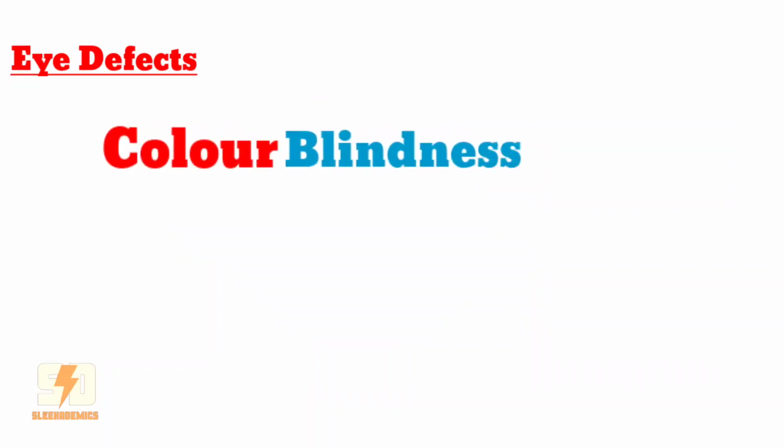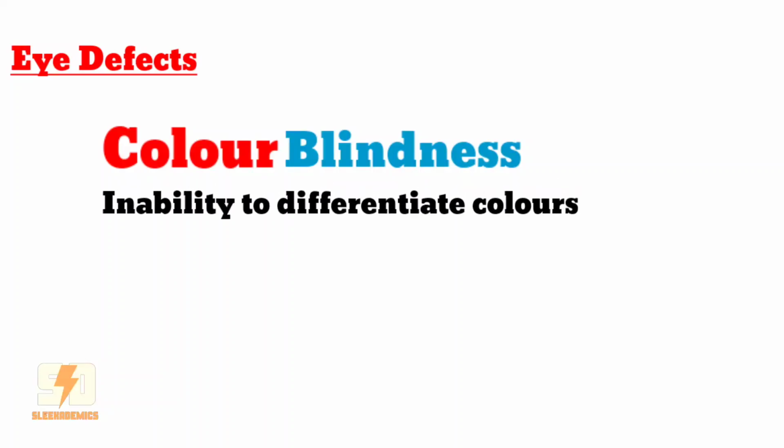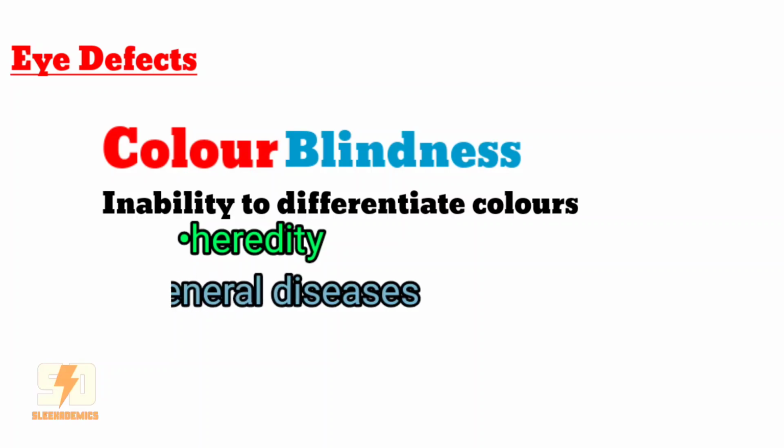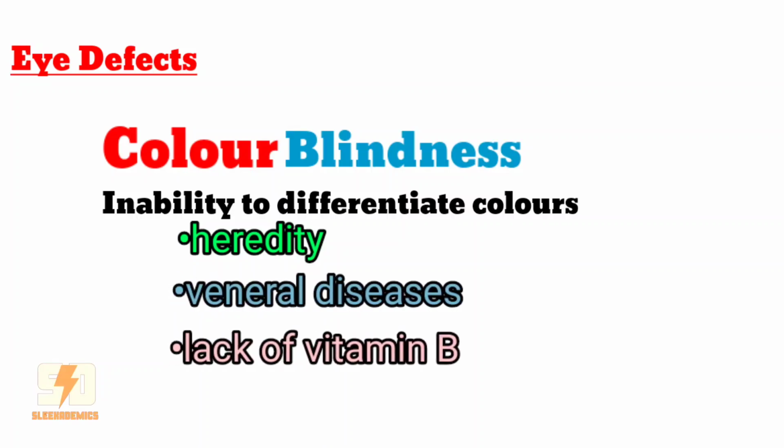And finally, we have color blindness. This is the inability to differentiate various colors properly due to either heredity, venereal diseases, or lack of vitamin B. Color blindness is predominant in males than in females.